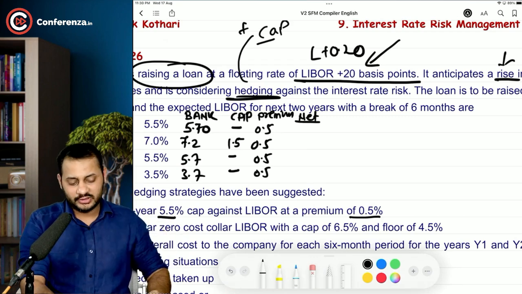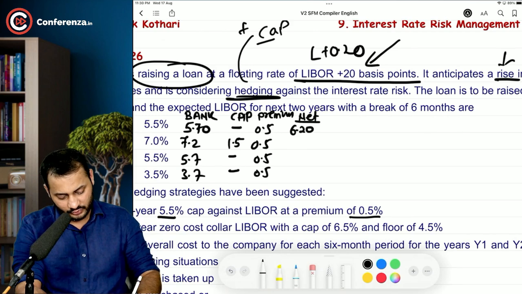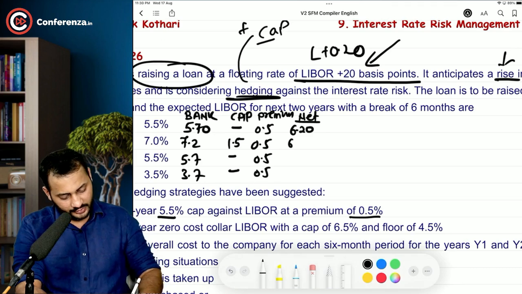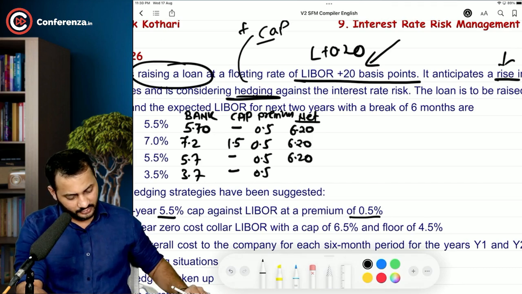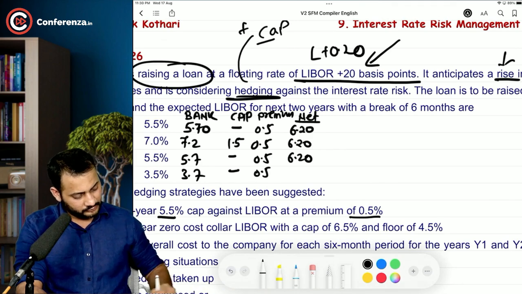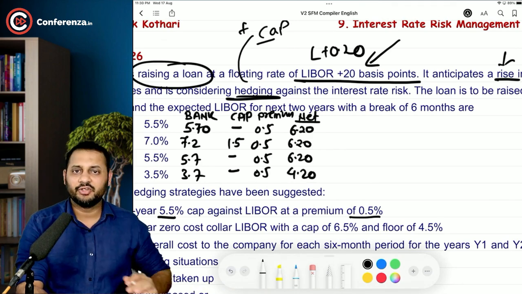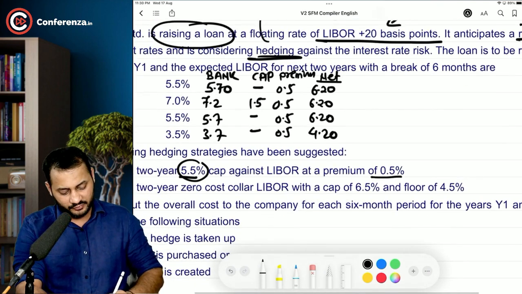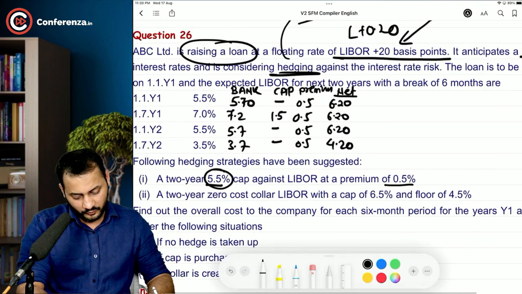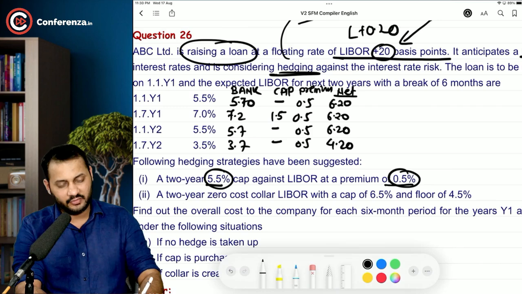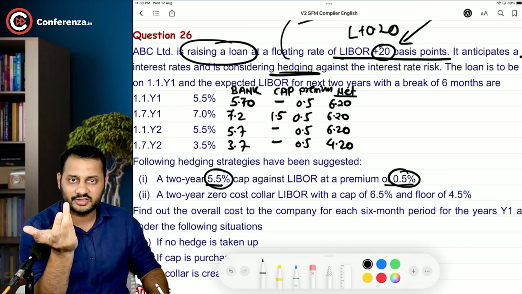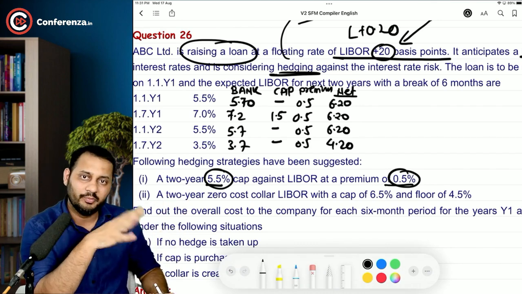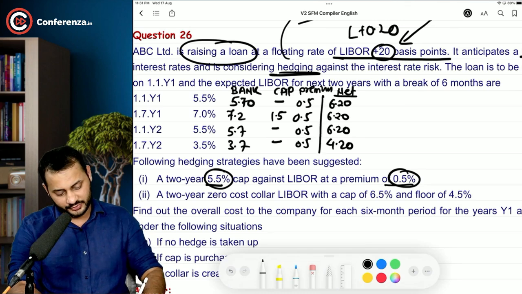So the net cost to you is like this, 6.20, 6.20, 6.20, 4.2. So you have ensured yourself that the cost to you will not go beyond 6.20%, which is the total of 5.5, 0.5 and 20 basis point. That was the for sure cost for us. 5.5 premium and that. It will not go beyond this. It can go below this. So that is the net cost in the first option.